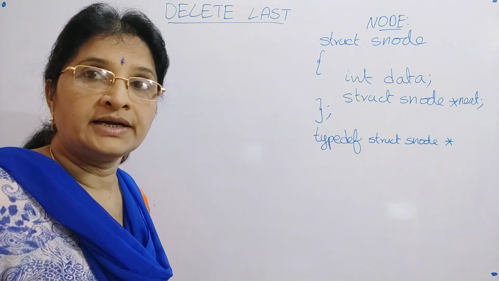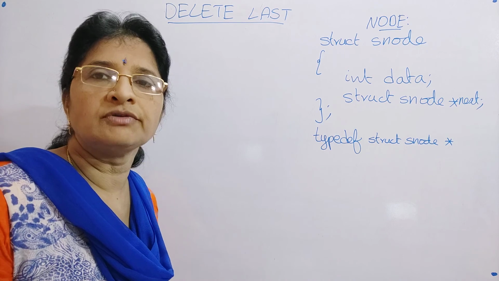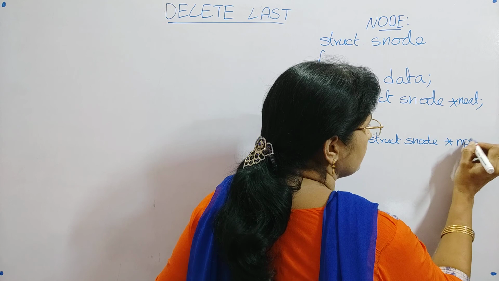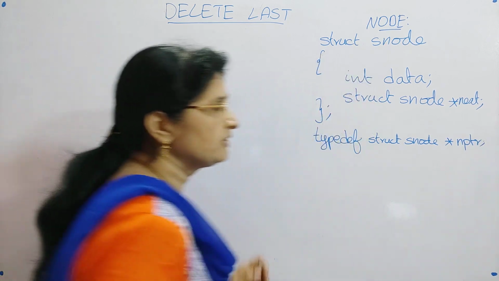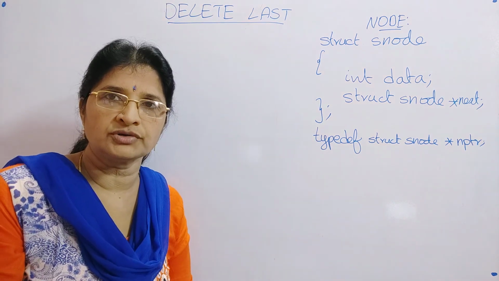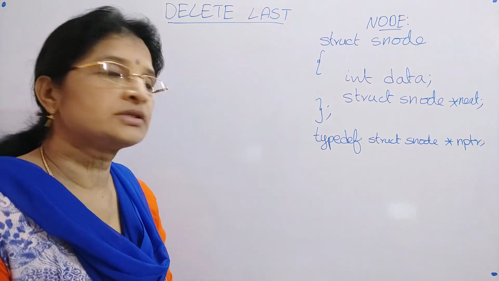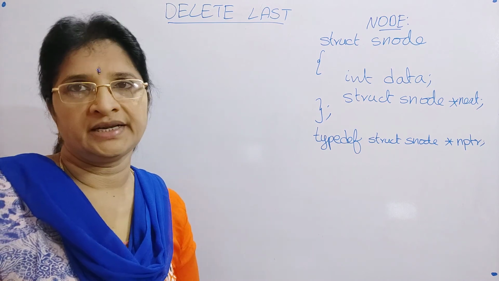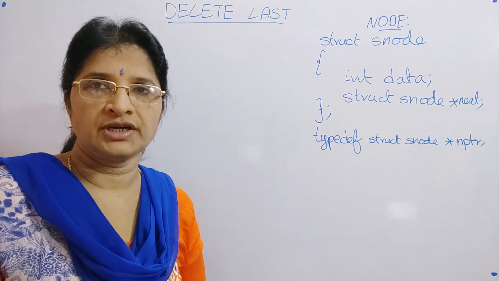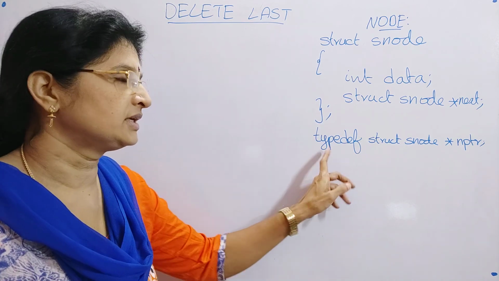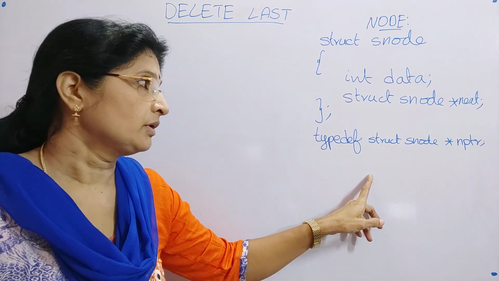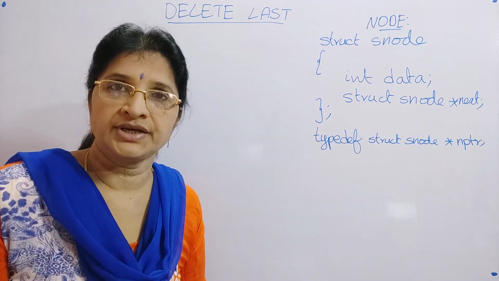Here linked lists are dynamic linear data structures, so everything we will work with pointers. That's why I am giving the pointer as nptr. Instead of every place wherever you want to use struct node asterisk, you can use simply the name nptr. So you have given a new name to your user defined data type. This can be done by using the typedef. This is how you can declare an alias name to your existing data types.